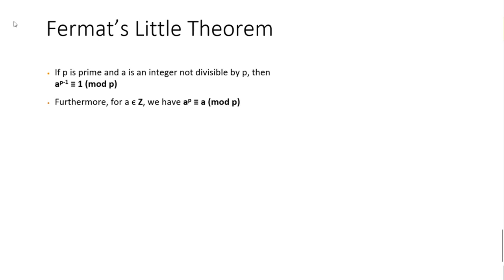Now let's discuss Fermat's little theorem. It states that if p is prime and a is an integer which is not divisible by p, then a to the power of p minus 1 is congruent to 1 mod p. And the other thing that it mentions is that since a belongs to the set of integers, then we have a raised to the power p, which is congruent to a mod p.